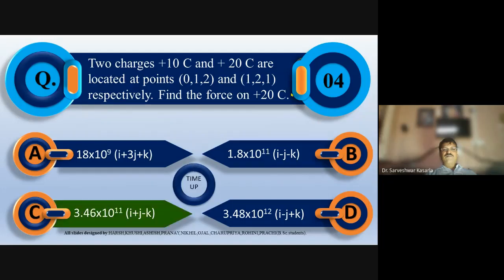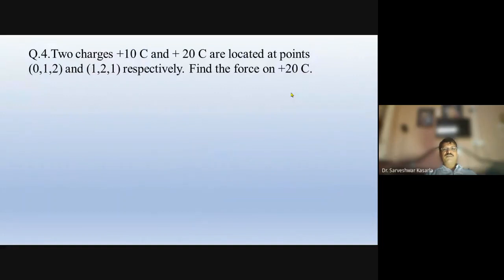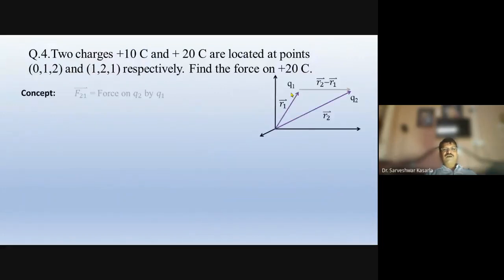So time is up. The answer is 3.46 into 10 to the power 11 (i + j − k). So let us see how this answer comes. We have this problem. Our concept is the same as we used in the previous problem, problem 3. The force acting on q2 by q1 is F21, which equals 1 upon 4 pi epsilon 0, q1 q2 upon r cube, into vector r2 minus vector r1.